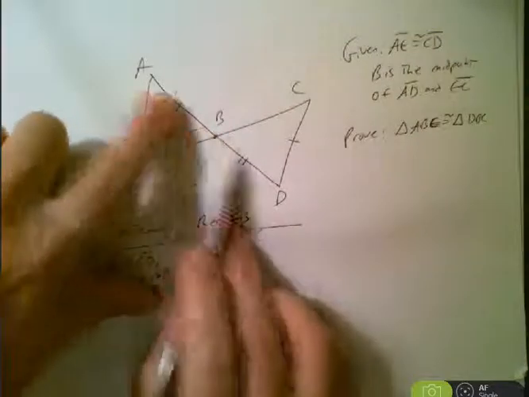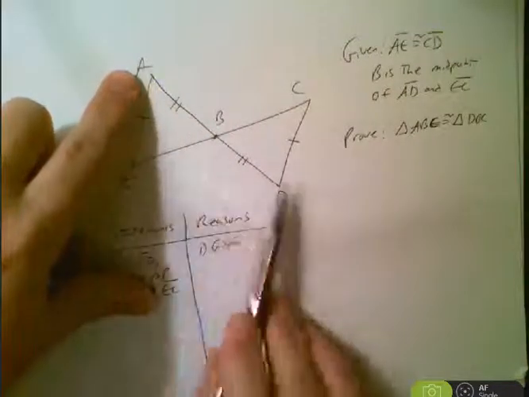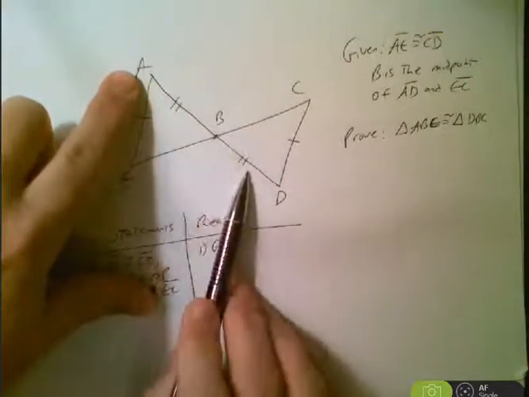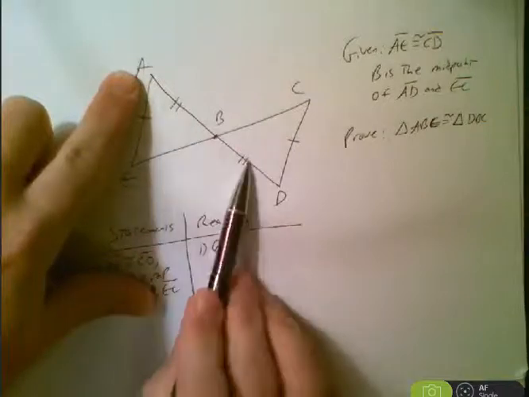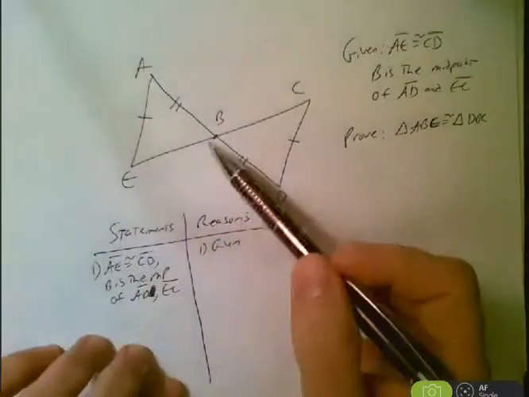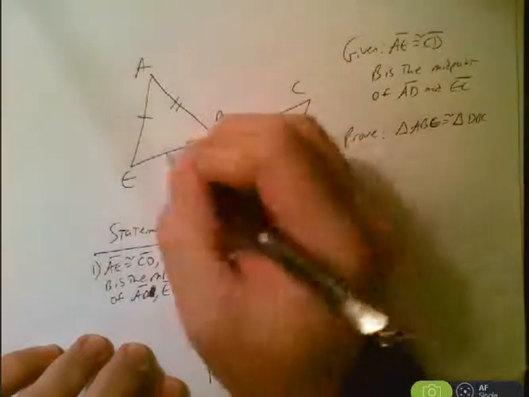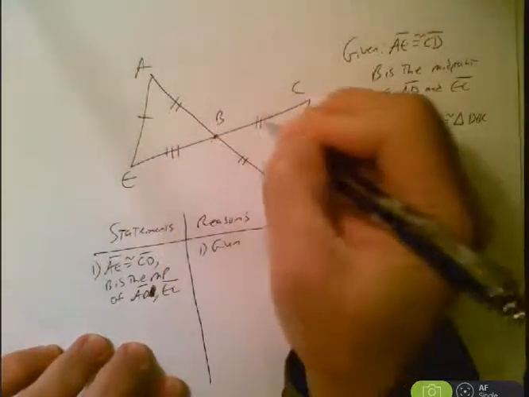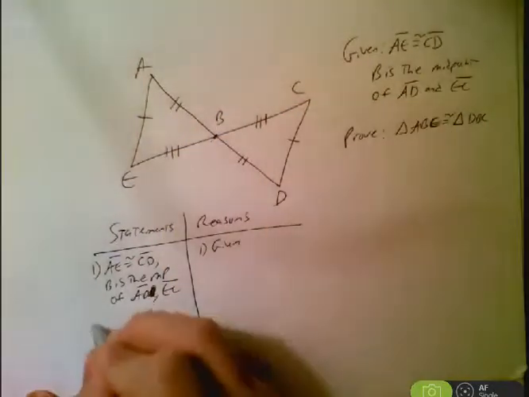Right? If you were to put numbers on this, if AD was 20, each of these would have to be 10. If AB was 5, then DB would be 5. No matter what, these two things have to be the same. Similarly, if B is the midpoint of EC, well, I guess EB and CB would have to be the same. So you can actually put that in your proof.